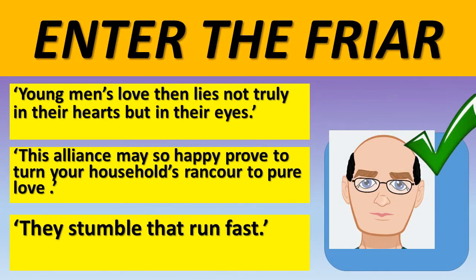When Friar Lawrence speaks to Romeo, we've got "young men's love then lies not truly in their hearts but in their eyes." So he's sort of claiming that Romeo just is lustful and just attracted to people and doesn't really understand love because of his youth. And then he decides, "this alliance may so happy prove to turn your households' rancour to pure love." So he thinks that somehow by getting Romeo and Juliet married in secrecy behind their parents' back, that's going to somehow end their feud.